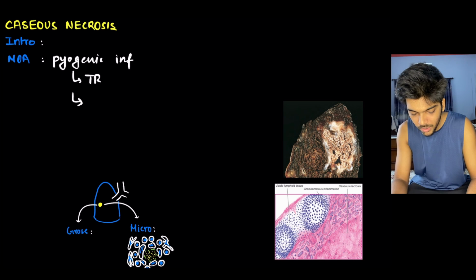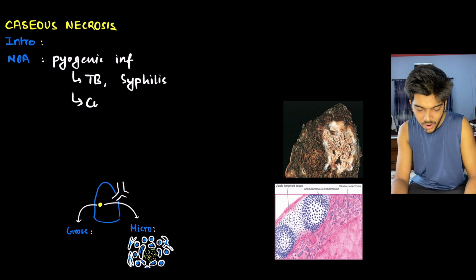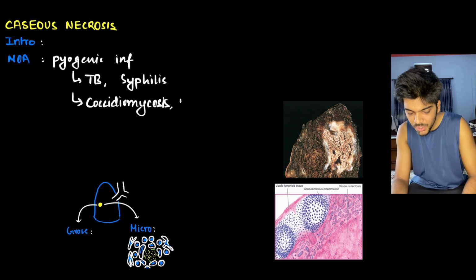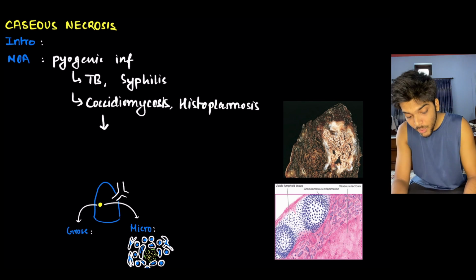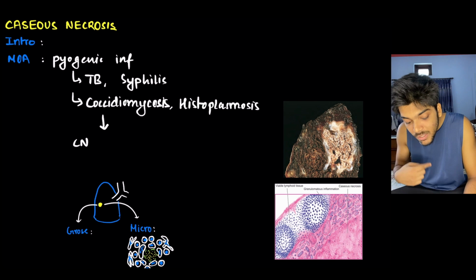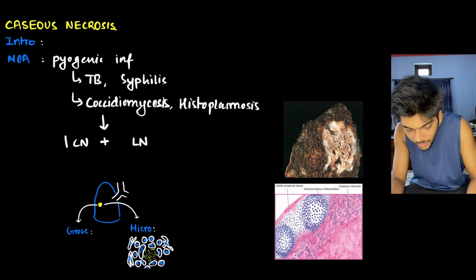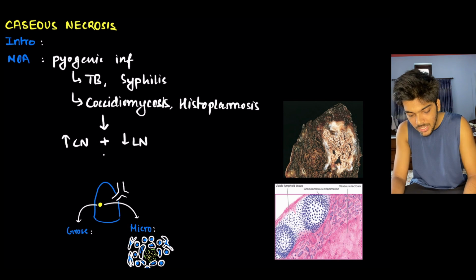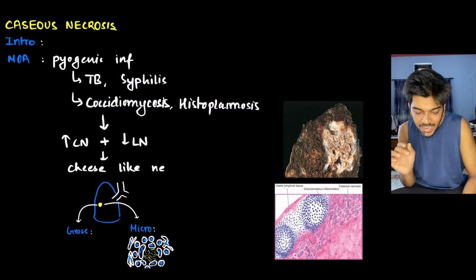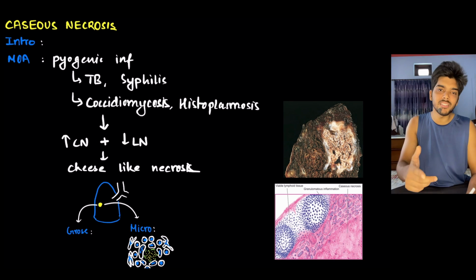In case of tuberculosis, in case of syphilis, in case of coccidiomycosis, in case of histoplasmosis, there is pyogenic infection. But in this case, you have coagulative necrosis taking place as well as liquefactive necrosis taking place. You have both taking place. Coagulative necrosis is more than liquefactive necrosis, leading to cheese-like necrosis, Swiss cheese-like necrosis. This is referred to as caseous necrosis.